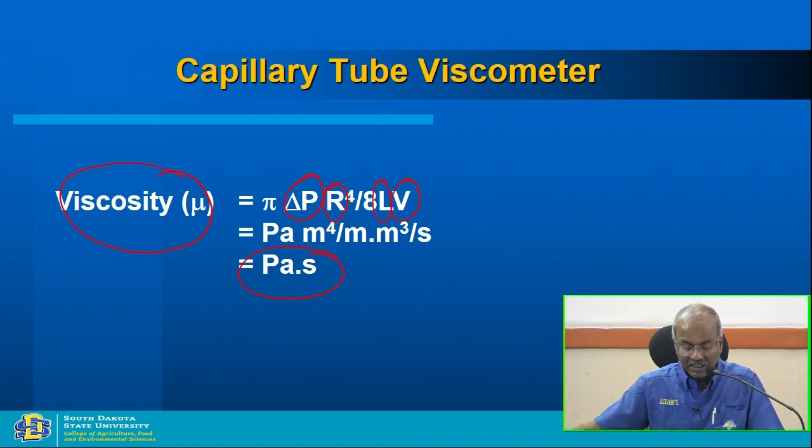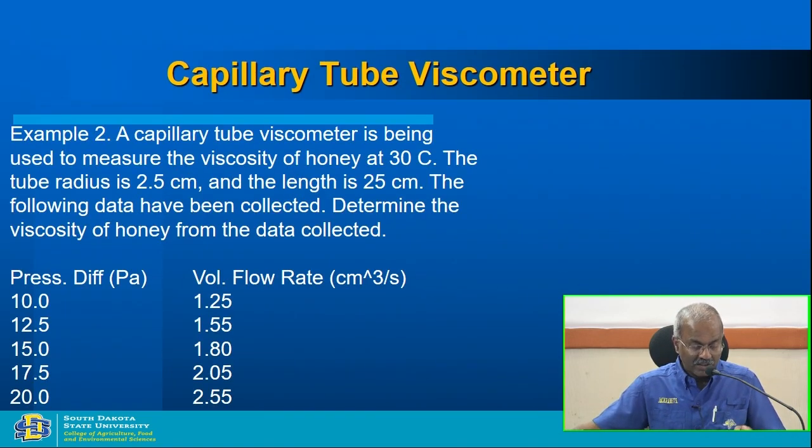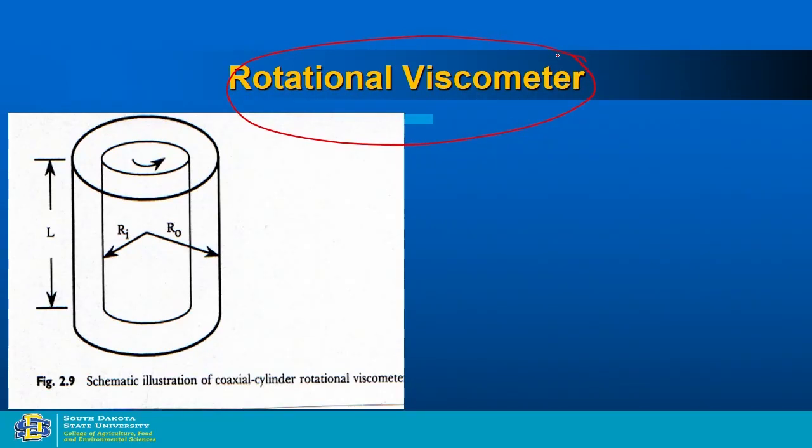I also have the example problem here. You can use these individual data to calculate the viscosity of the sample. It's shown here. That's for the capillary tube viscometer. Next one is the rotational viscometer, which we will be doing on Friday.